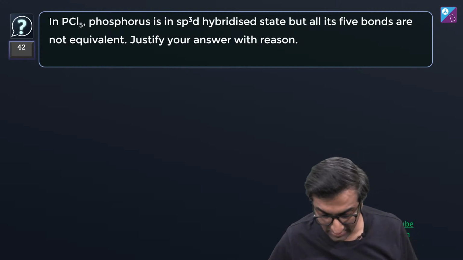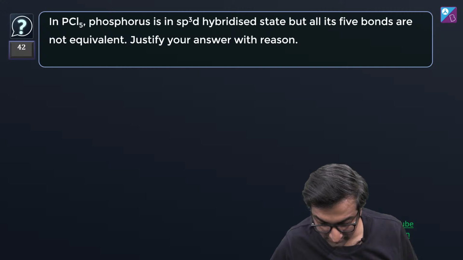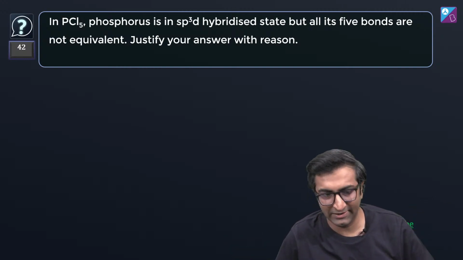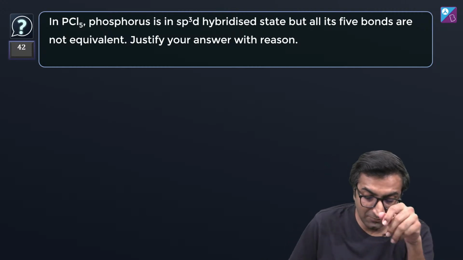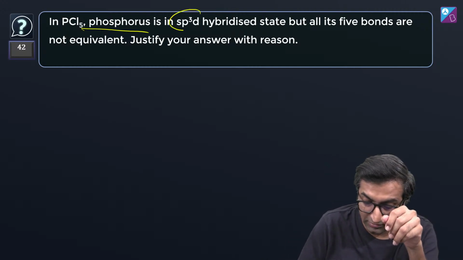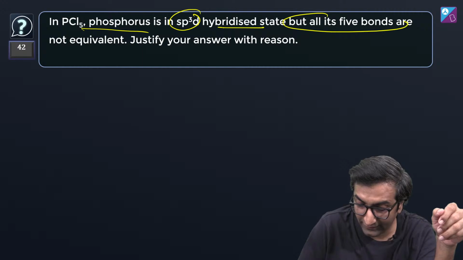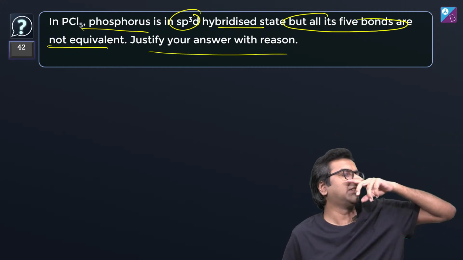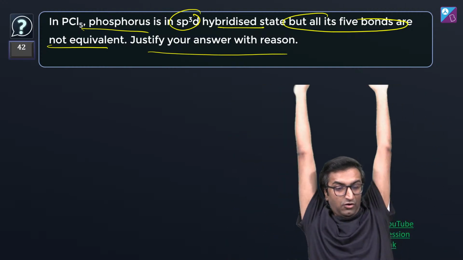नाउ ऑन टू सम इजी क्वेश्चंस। हो गए मुश्किल सवाल, अब होंगे आसान करने वाले सवाल। ठीक है, we have 5 more minutes to finish up the JEE main content, then we start with JEE advanced content. In PCl5, phosphorus is in sp3d hybridized state, but all its 5 bonds are not equivalent. Justify your answer with reason. Simple सा सवाल आ गया सामने। Let's go.